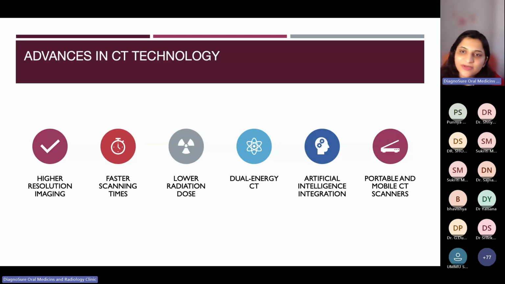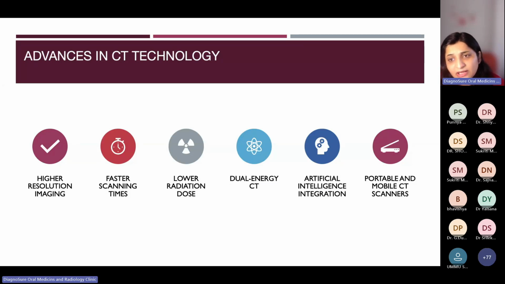Now talking about advances in CT technology. CT technology has improved significantly over the last many years in imaging capabilities, diagnostic accuracy, even patient safety. Recent innovations include high resolution imaging. Modern CT scanners offer increased spatial resolution, allowing for more details and clearer images, which help in early detection and accurate diagnosis. So radiation dose has reduced in the latest CT scans.